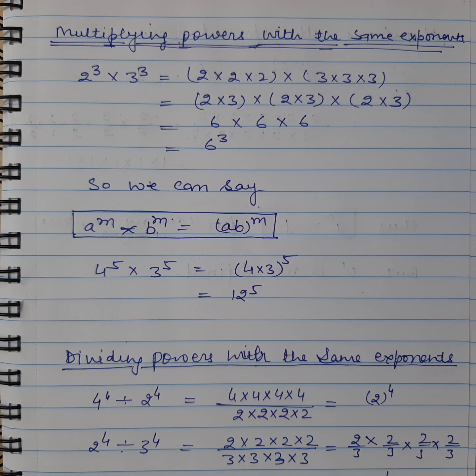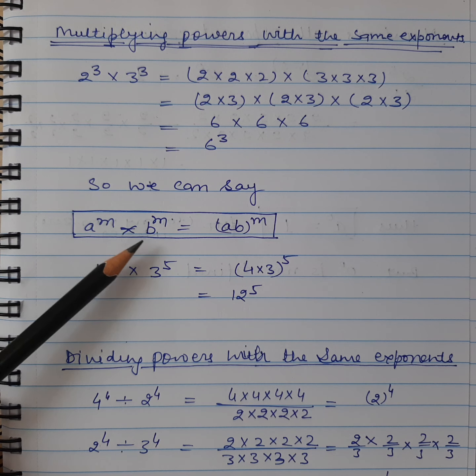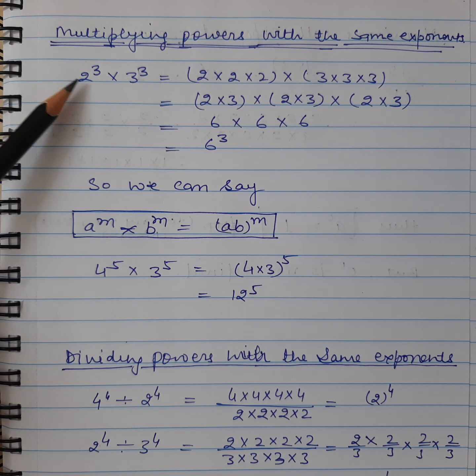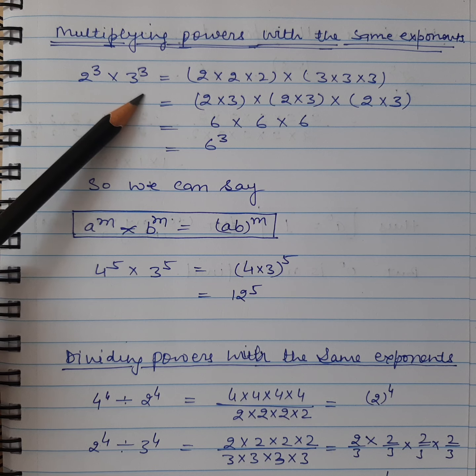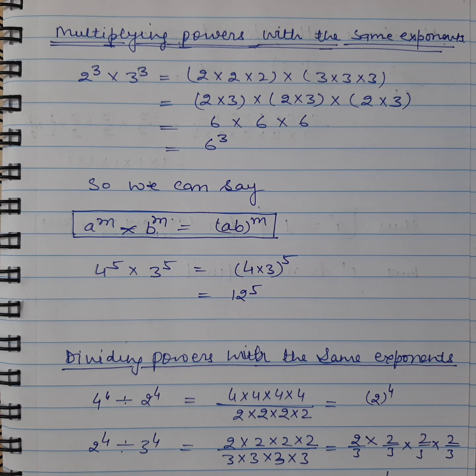So we can say a raised to power m multiplied by b raised to power m is equal to a multiplied by b, raised to power m. So here we simply multiply 2 and 3, which is 6, and then simply put the same exponent, which is 3. So let's take another example.